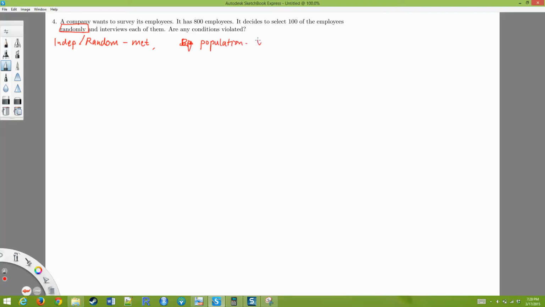And this one is violated because the population is 800 employees and the sample is 100, okay? So 100 times 10 is 1,000. Our population is not bigger than 1,000, okay? So this one's violated. Okay, large sample, unknown. We don't know what our responses were.